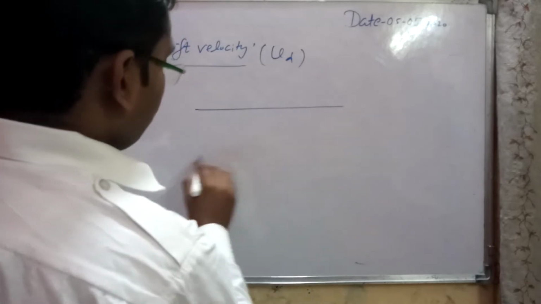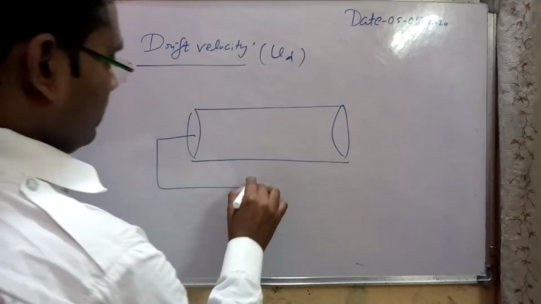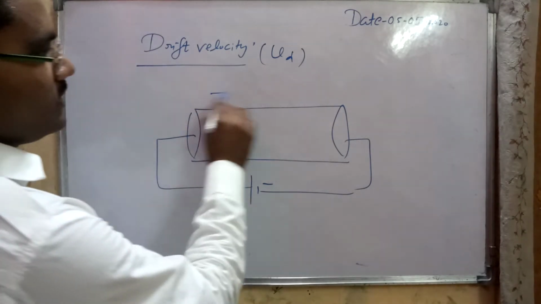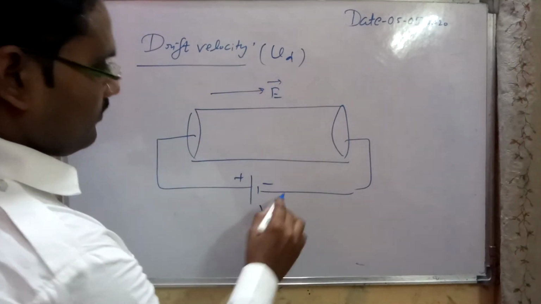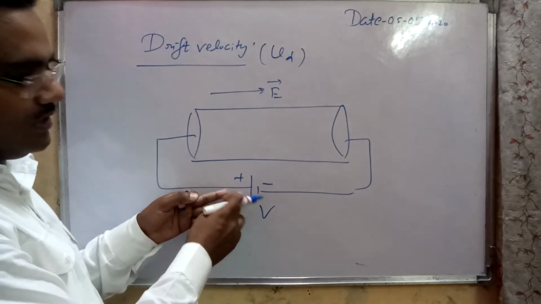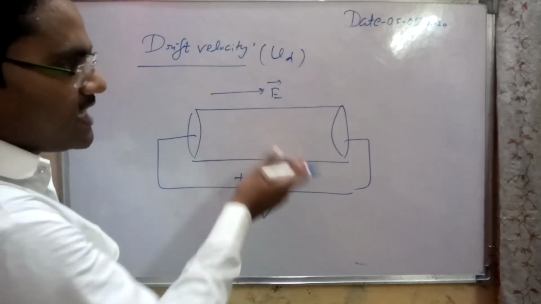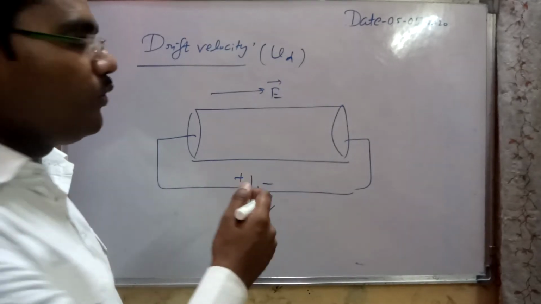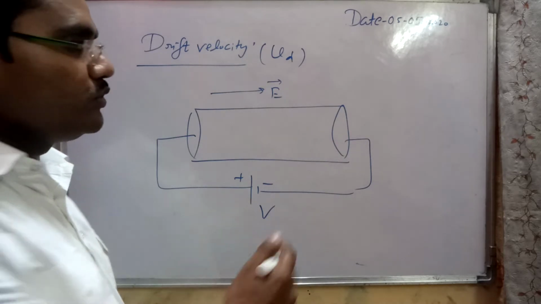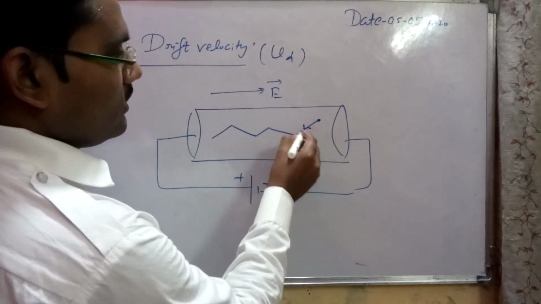Now here we take a conductor and apply a potential. This one is the plus, this one is the minus. That means an electric field is produced. The electric field is always directed from the positive terminal to the negative terminal. Then each electron of this conductor experiences an electrostatic force. Since an electron has negative charge, it experiences a force opposite to the field. That means the electrons move this way.